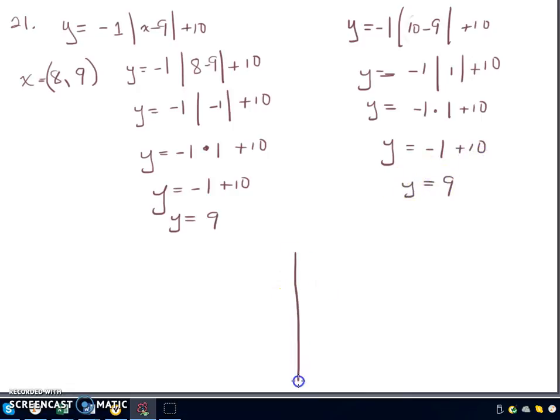So if we were to graph it, and remember 9 makes this 0, so 9 goes to 10. Let's continue this line. 1, 2, 3, 4, 5, 6, 7, 8, 9, 10. 1, 2, 3, 4, 5, 6, 7, 8, 9. So when x was 9, y was 10. Let's do a different color. When x is 8, remember, let me number these for you.